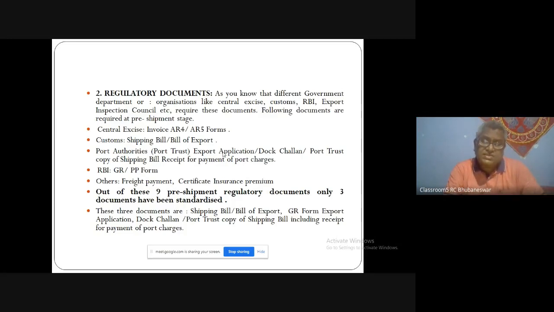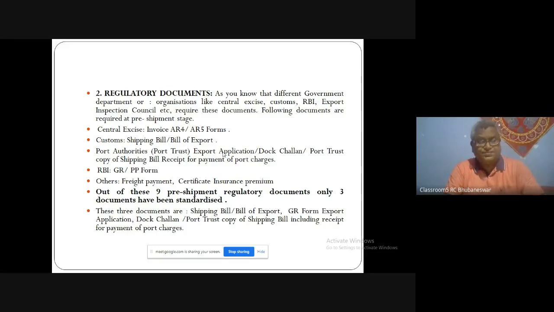Port authority says no, document challan is required, export application is required, a copy of the shipping bill receipt is required, and port charges are required. RBI says no, I require the GR and PR form. Others are required at the time of insurance, freight, payment. In previous classes I have already discussed FOB and CIF. These are the two ways through which the documents are required at the time of exporting the goods.